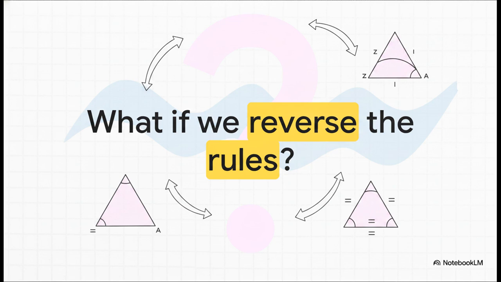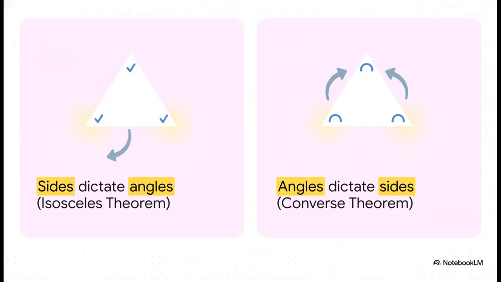We've just seen that equal sides create equal angles. But, in mathematics, we always want to test the boundaries of our logic. So, what if we reverse the rules? What happens if we look at the angles first? Well, it turns out the relationship is a two-way street. The original isosceles theorem tells us that sides dictate angles, but the converse of the theorem proves the exact opposite is true too. If you happen to notice 2 angles are perfectly congruent, you can confidently declare that the sides opposite them are perfectly equal in length as well.